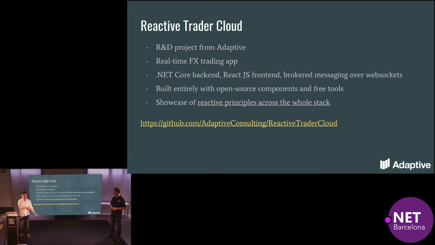So onto our demo project, Reactive Trader Cloud. It's a research and development project that we at Adaptive have open sourced. It is a real-time foreign exchange trading application, very typical of something a trader at a bank or a financial institution would go into work, launch, and use to trade. Broadly, it's built on a .NET Core backend, a React.js frontend, and the messaging is done using a brokered messaging system over WebSockets. We talk JSON.